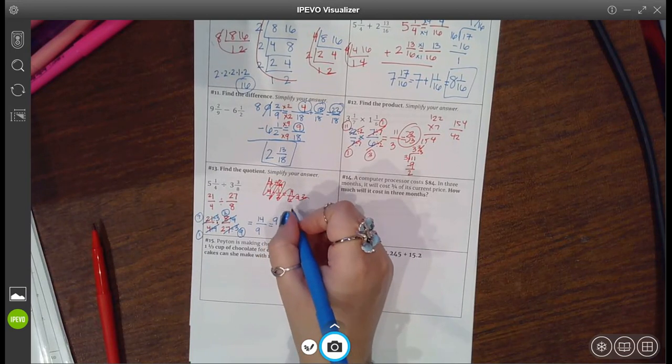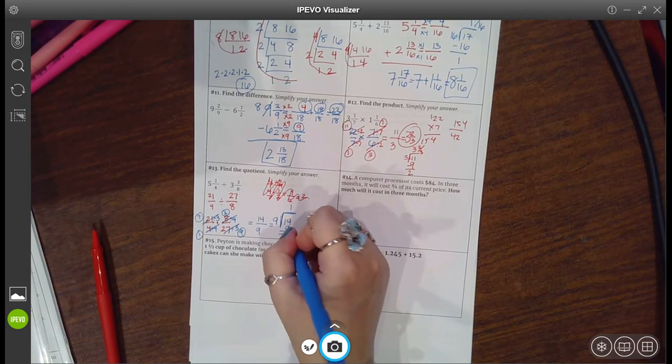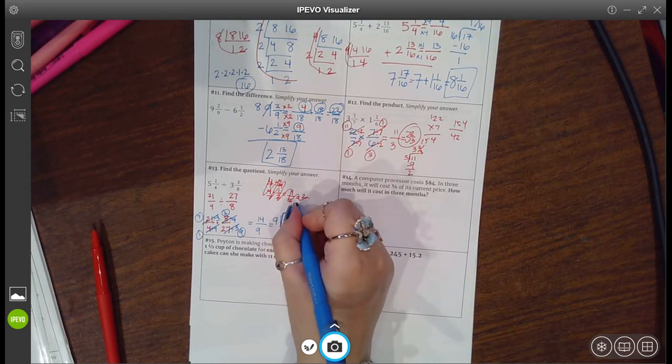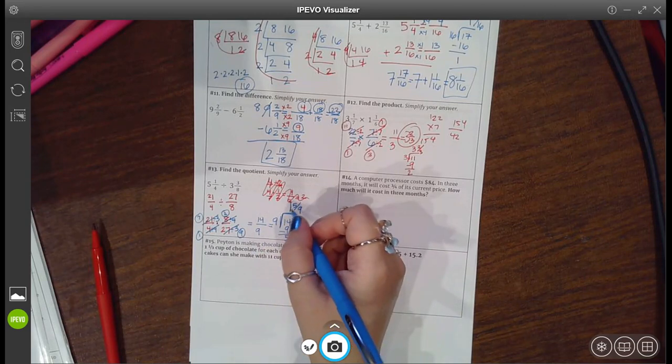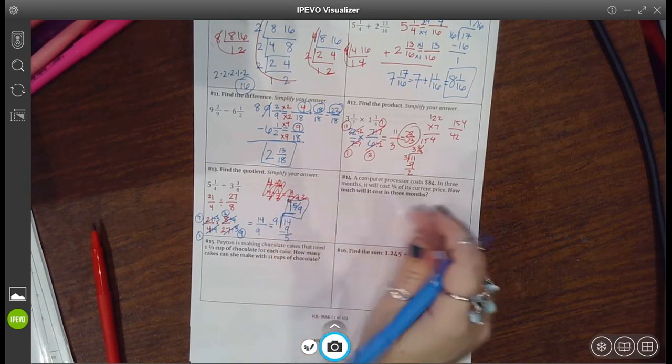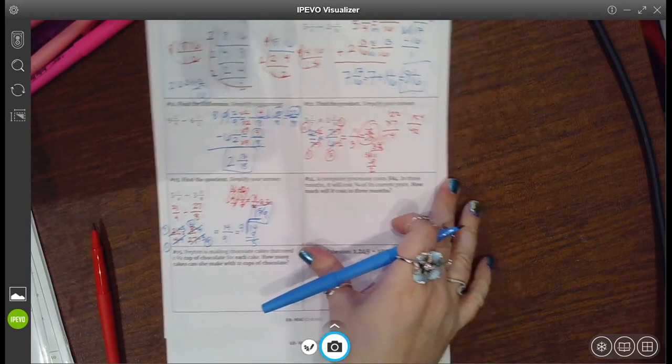9 goes into 14 once. When you subtract that, you have a remainder of 5. So I put my remainder over what I divided by. So 14 over 9 is the same as 1 and 5/9. It can't reduce, so you're done.